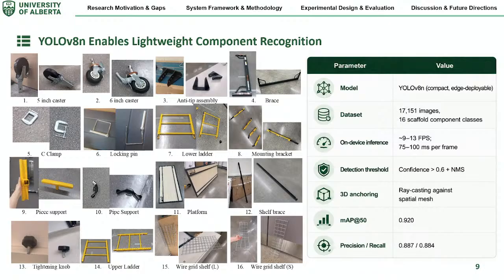And here are our basic results for this model. As you can see, we used the YOLOv8 model, and we collected more than 17,000 images and identified 16 scaffold components. The overall performance is pretty good for a device like the HoloLens. We reached 9.23 FPS.